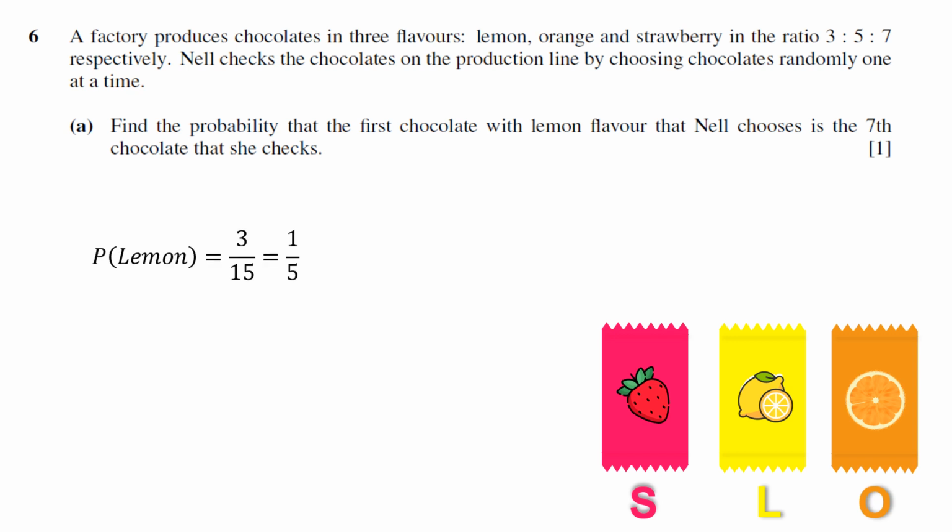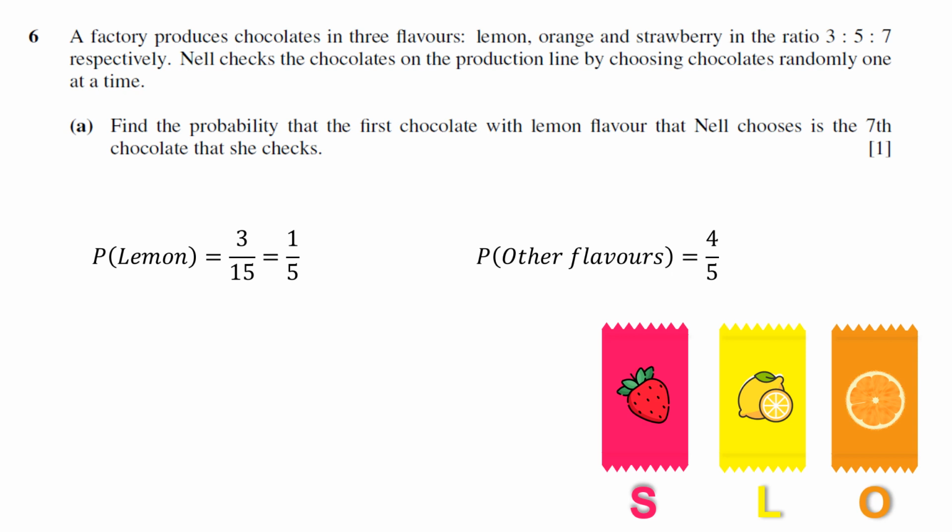So that will be equal to 3/15, which can be simplified to 1/5. This means that the probability of not getting the lemon flavor, or the probability of getting other flavors, is going to be 4/5, or 1 minus 1/5.